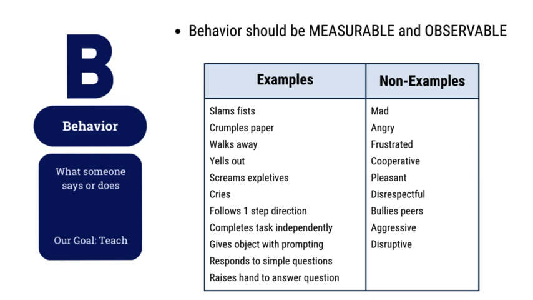Some non-examples, though, of behavior that is measurable or observable would be mad, aggressive, cooperative, pleasant, disrespectful. Even the term bullies peers is really hard to say it's measurable or observable. We need more specific than bullies peers. So, when you are filling out referral forms or considering a student's behavior or trying to do one of these ABC analysis, please know that to set yourself up for success, you really must have a measurable and observable behavior listed.